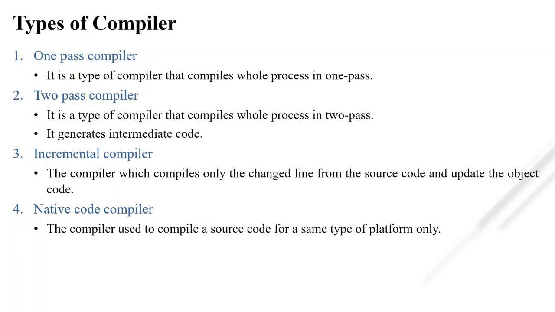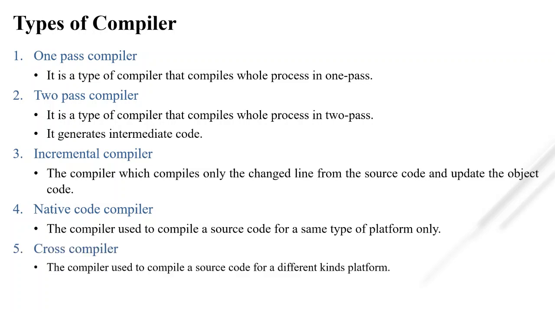But the cross compiler is different. The cross compiler is used to compile source code for different kinds of platforms. Suppose I write code in C and I collect the intermediate code from the front end of the C compiler, then that intermediate code I can use as input to the Java compiler back end. I collect the intermediate code from the front end of the C compiler, but I use that intermediate code in the back end of the Java compiler. This is what the cross compiler is.